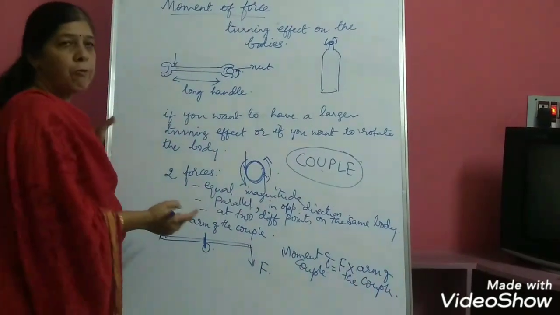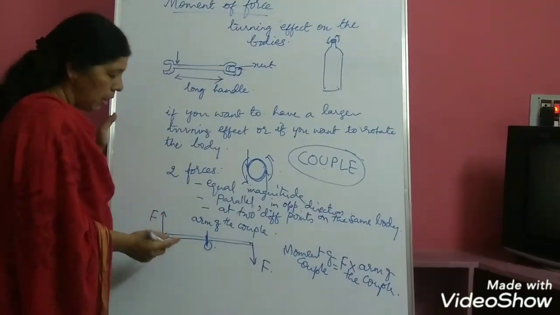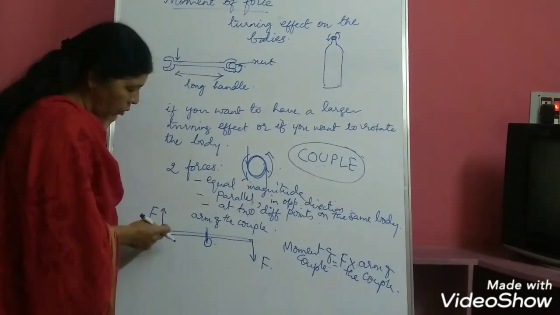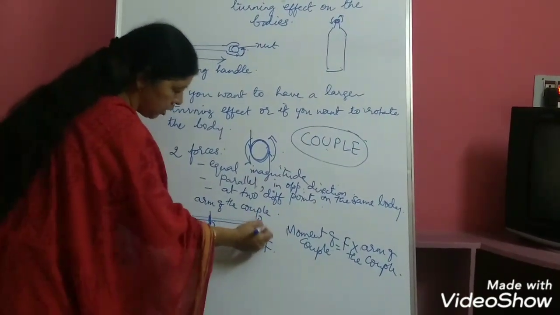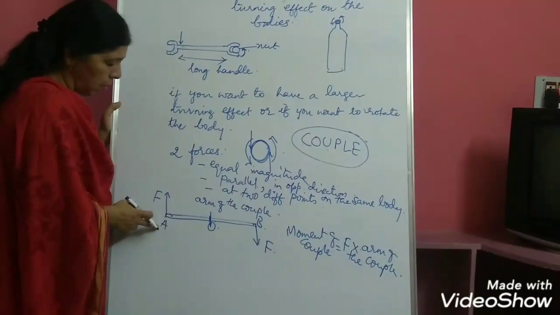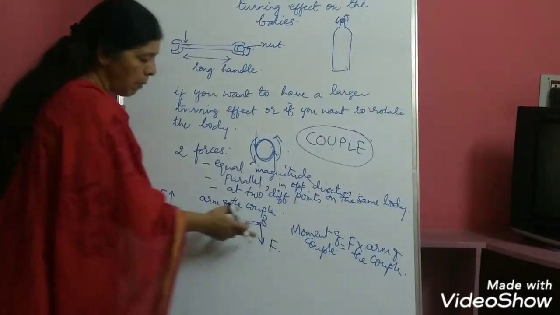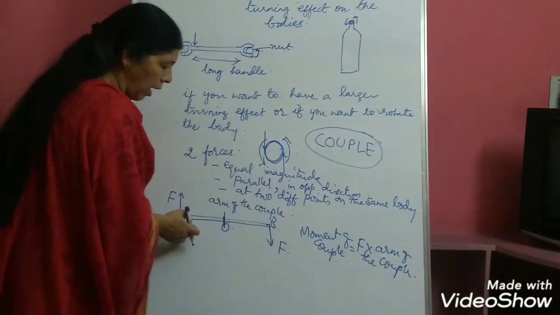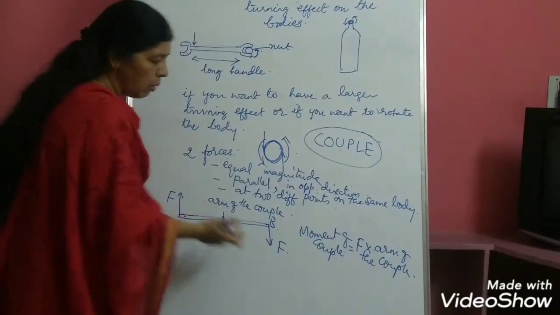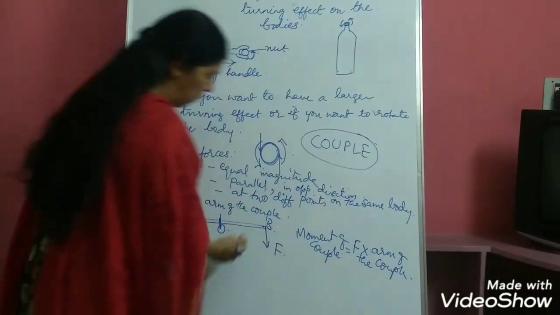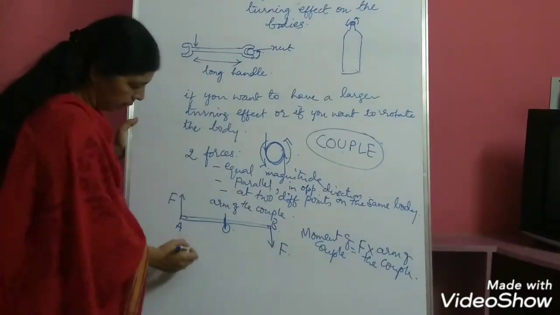So, this is one more formula you have to remember. Here we are calculating the moment of force at both the points. Suppose A and B are the two ends of this rigid bar, then we have to calculate the moment of force at A and the moment of force at B. If you add the moment of force at A and B, it will be equal to force into arm of the couple. That can be verified here.